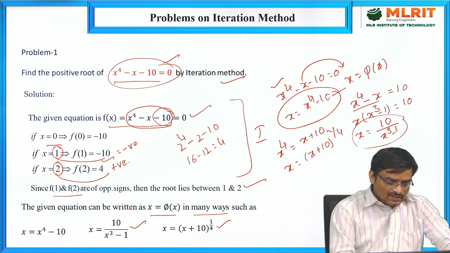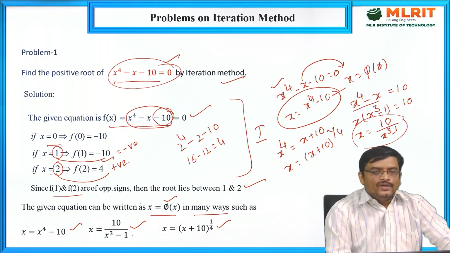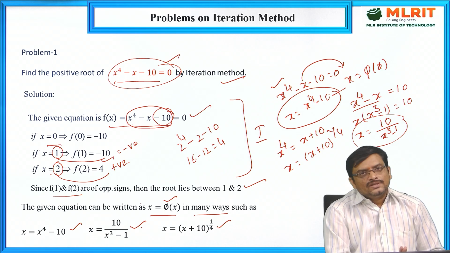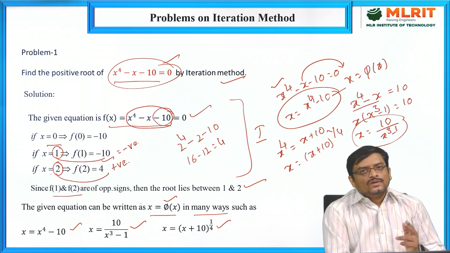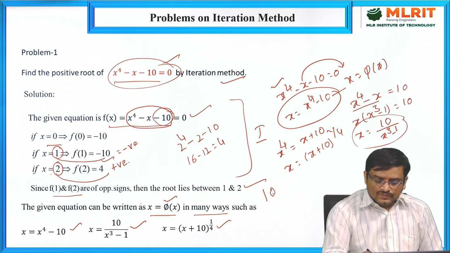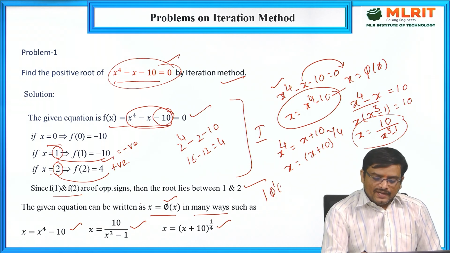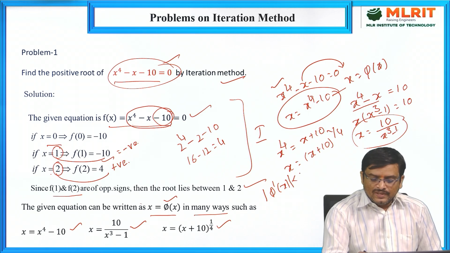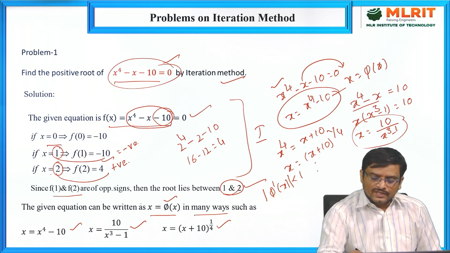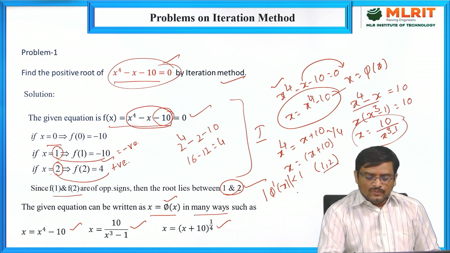So these are the three cases we are having in the form of x is equal to phi of x. But for these three forms, we don't know which form satisfies the condition. This is our important point. Our condition is that modulus of phi dash of x should be less than 1 in the interval. Consider the two real numbers, in the interval 1 comma 2. In this interval we have to check this condition.